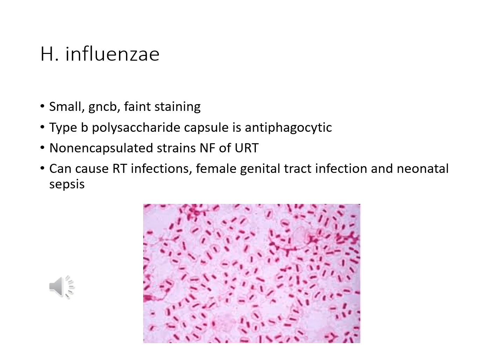So more specifically, Haemophilus influenzae is once again a small gram-negative coccobacillus, and it's very faint staining usually. The type B polysaccharide capsule results in the organism being antiphagocytic. However, you can have non-encapsulated strains that are normal flora of the upper respiratory tract. So if you look at the picture on the slide, you can see the organism, and then you can see like a faint ring around it, and that is actually the polysaccharide capsule around the organism. Haemophilus influenzae can cause respiratory tract infections as well as female genital tract infections and neonatal sepsis.